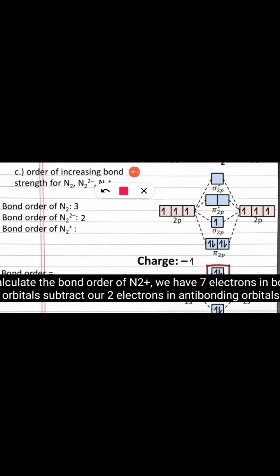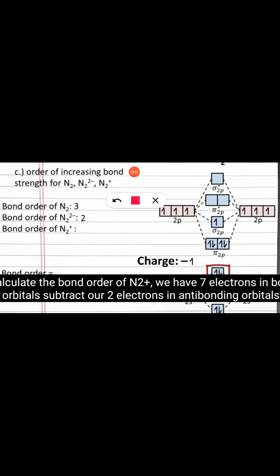Now see here, in the case of N2 plus, as we know, the total number of electrons is 13. As we saw in the previous video, 2s2 electrons, then 2s2 electrons in anti-bonding, and in place of 6 electrons there are only 5 electrons left because 1 electron is given out, so that is N2 plus. So here the bonding 2p orbitals contain 5 electrons, that is, px and py are fulfilled, and 2pz contains 1 unpaired electron.